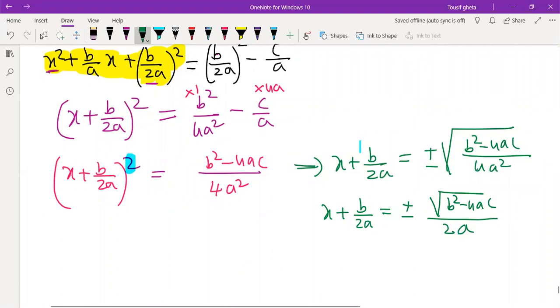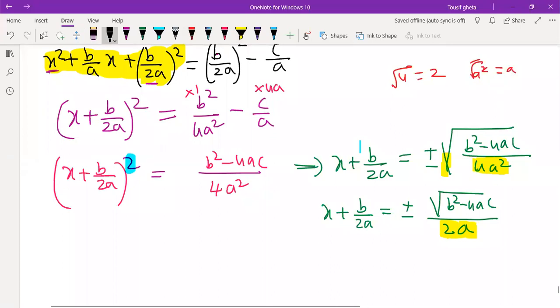Now here root is not there. You can see here root 4a square was there. But now here root is not there. Because root 4 will get 2. Root a square will get cancelled, will get a. Okay.